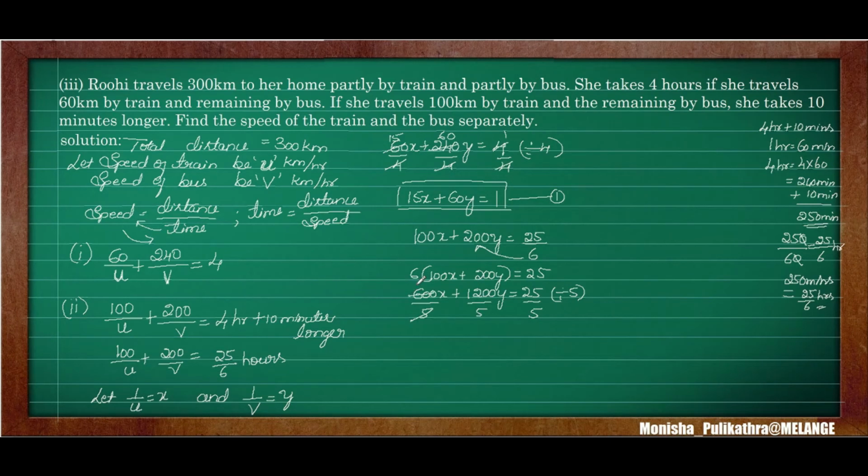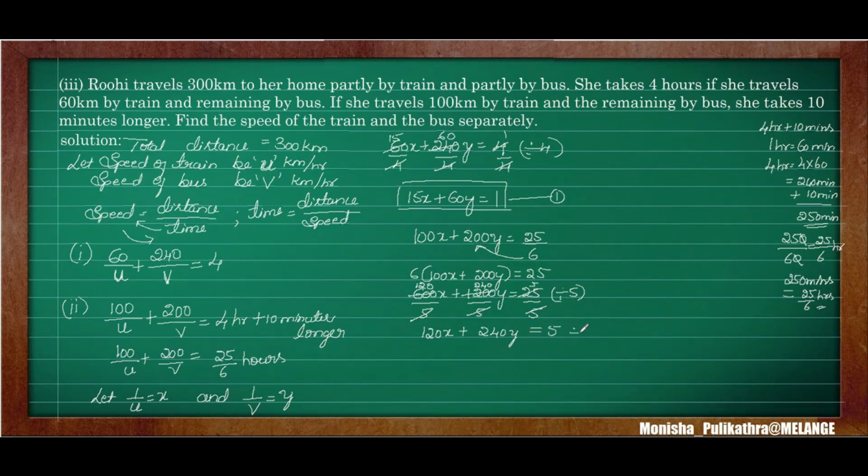Okay, so 5 ones are 5, 1 carry, 5 twos are 10, so 120 here. So here 5 twos are 10, which means 2 carry, 5 fours are 20 and 240. Here 5 fives are 25. So it will become 120x plus 240y is equal to 5.